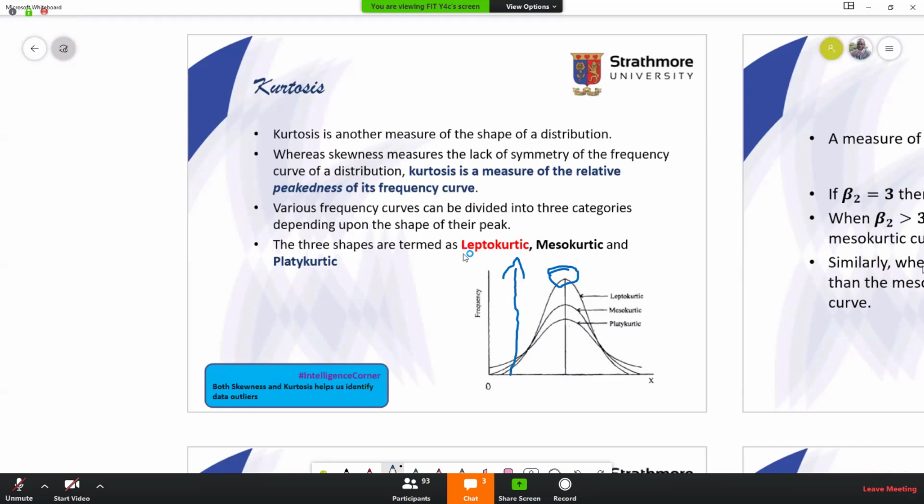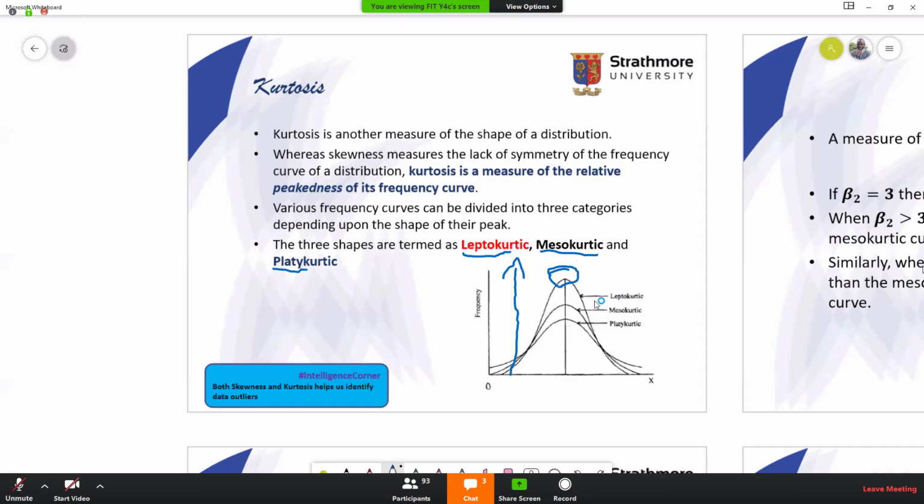Sorry if you're seeing that on my screen. The next one is mesokurtic, which is the moderate. And then finally, is platykurtic. So we'll just be using these terms, as we are not going to be doing exams on this, but using these terms as we describe our data set.